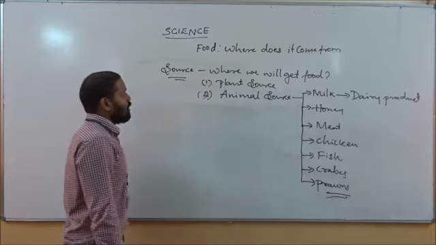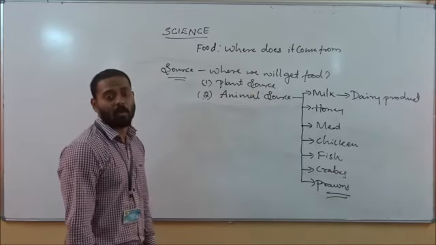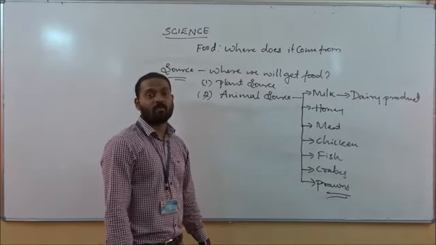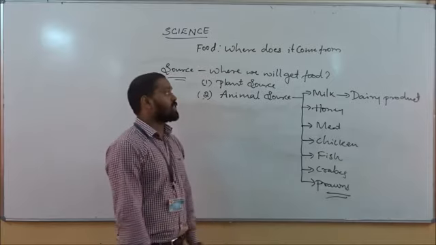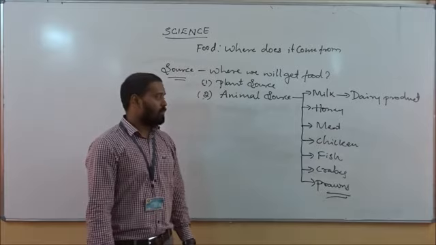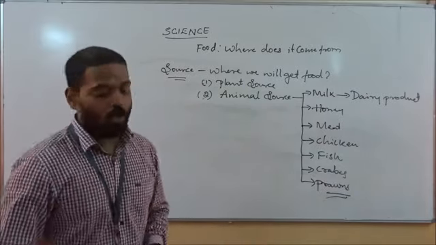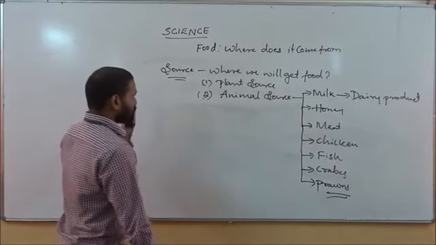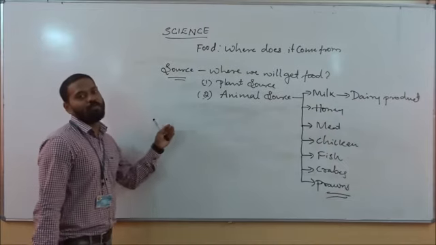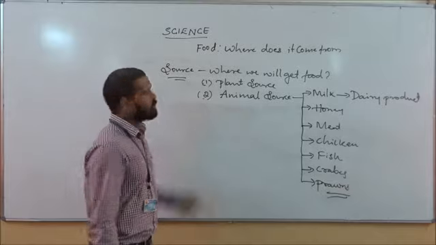Understood? So now everybody has understood that when a plant is provided as food, we call it a plant source of food, and when animals provide food, that is an animal source of food, such as milk, dairy products, honey, meat, chicken, fish, crabs and prawns. Now you have understood the sources of food, that means where we get the food. Food we get from two sources: one is plant source, another one is animal source.